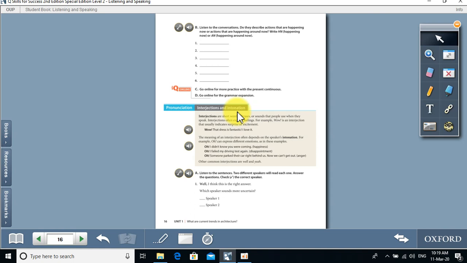So how he utters those words or the sentence, with rise and fall in high tone or low tone. These are called intonation, rise and fall in the tone. Interjections are short words, phrases, or sounds that people use when they speak. Interjections often express feelings. For example, wow is an interjection that usually indicates surprise or excitement.